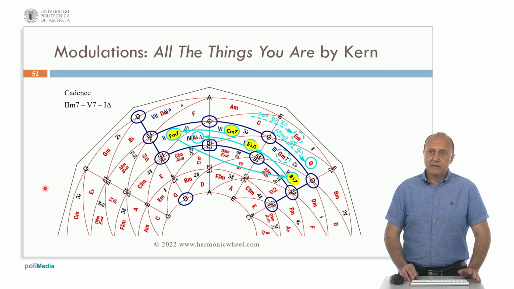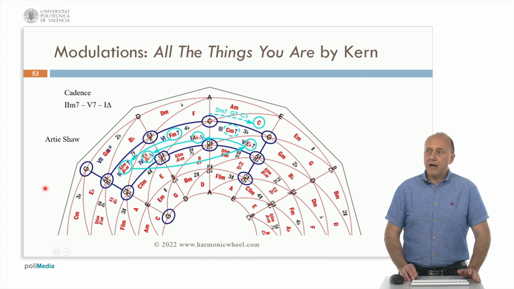In most cases, the chord types are exactly the 7th chords printed on the harmonic wheel. Let's listen to it by Artie Shaw and his orchestra.